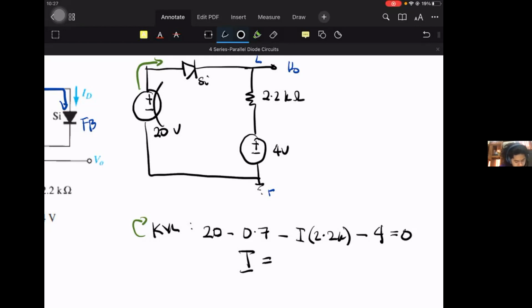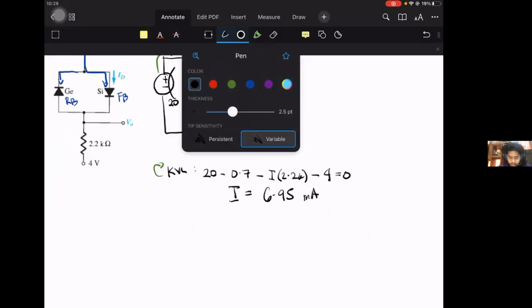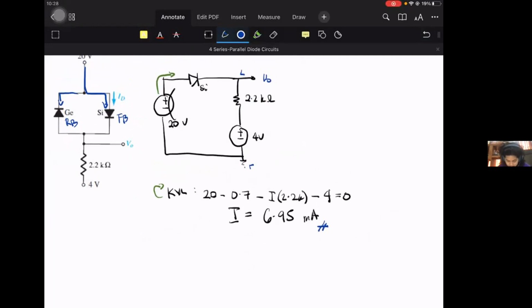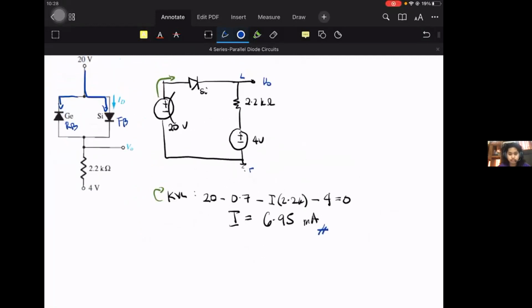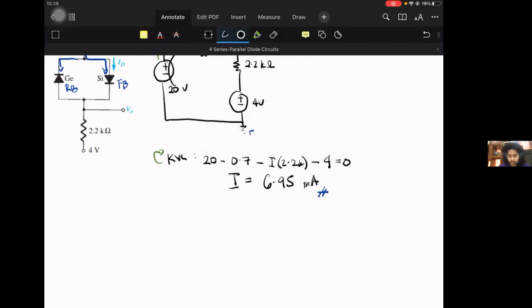6.95, sir. 6.95 milliamperes. Which is also the diode current, so we don't need to solve ID separately. Next, perhaps VO of the diode. Using the original KVL equation, let's solve for VO again. 20 minus 0.7 minus VO is equal to 0. Therefore, VO is equal to 19.3 volts.